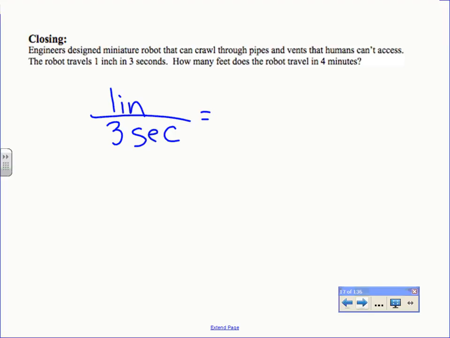Now, my first question to you is, what do we have to change 4 minutes to before we go and solve this? What do we have to change 4 minutes to? Greta? Good. 240. Greta, explain your process of how you did that. Good job. So 240 seconds, that's just us converting 4 minutes to seconds. We are actually setting up a proportion right now. This leads into tomorrow's lesson really nicely.